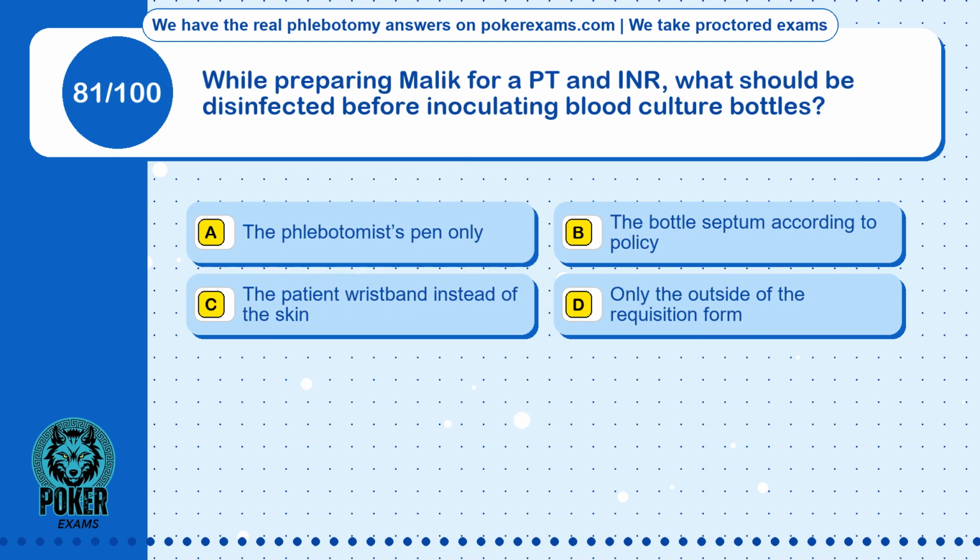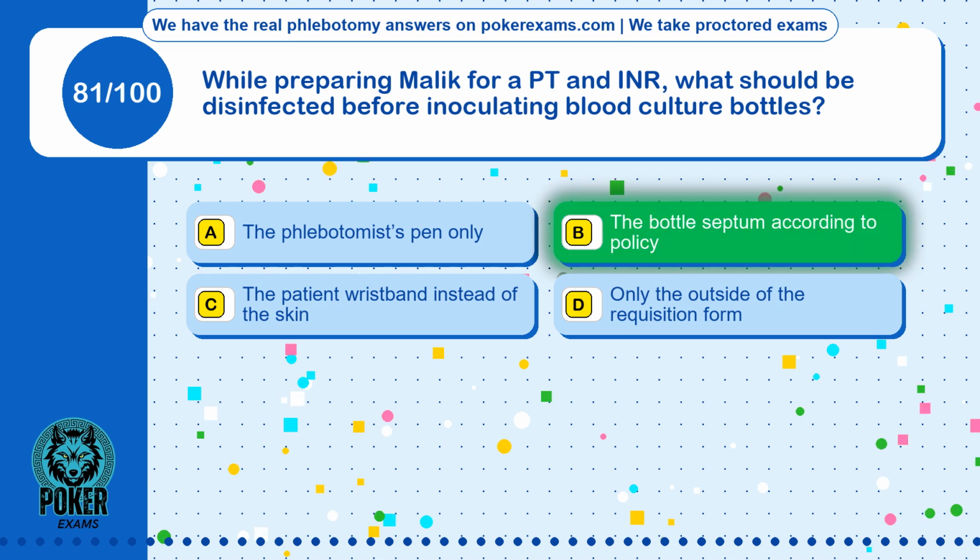Question 81. While preparing a patient for blood cultures, what should be disinfected before inoculating blood culture bottles? Option A. The phlebotomist's pen only. Option B. The bottle septum according to policy. Option C. The patient wristband instead of the skin. Option D. Only the outside of the requisition form.